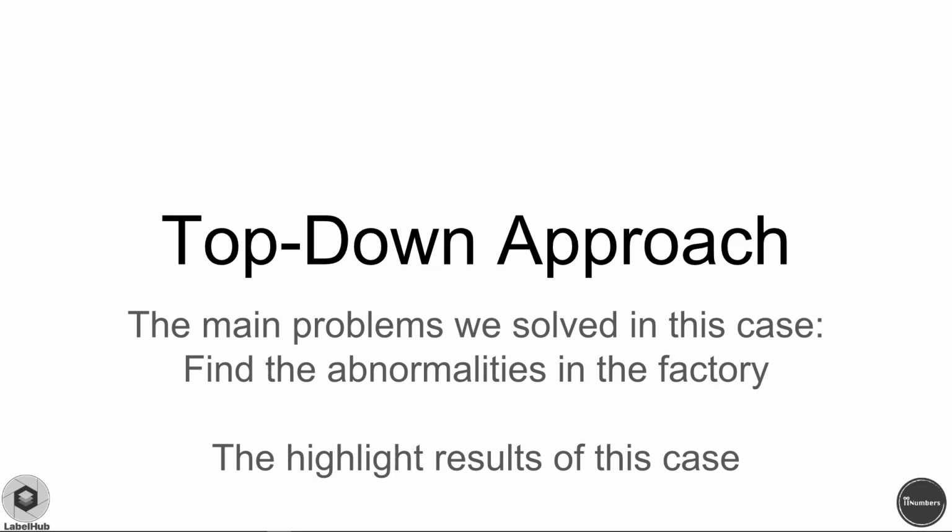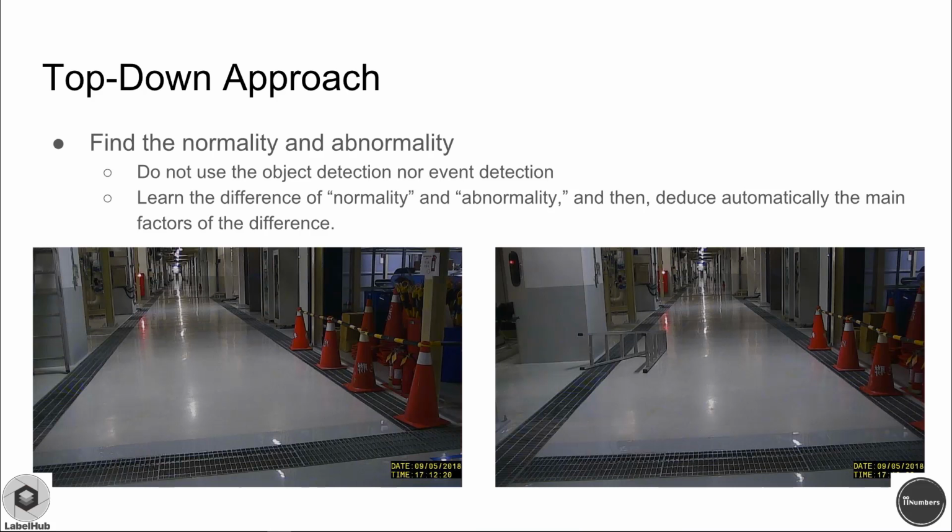So next, we are going to present how Label Hub works with the top-down approach. In the top-down approach, we don't need to mark the objects in the photo. The only thing needed is labeling the entire photo as normal or abnormal. We train an AI model that can find and mark the biggest difference between normality and abnormality.